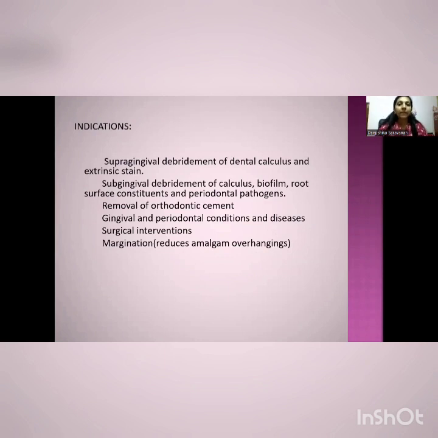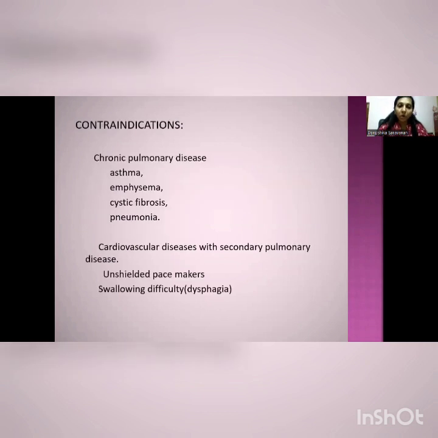orthodontic cement, and then as well as surgical interventions, as well as removing the overhanging restorations. It's not indicated in pulmonary diseases, asthma, emphysema, cystic fibrosis, pneumonia, cardiovascular disease, unshielded pacemakers, and dysphagia.